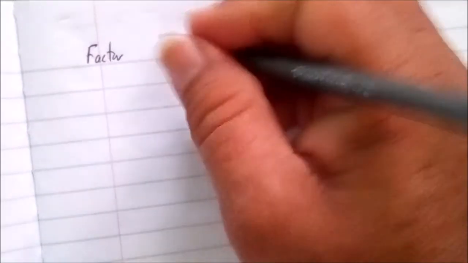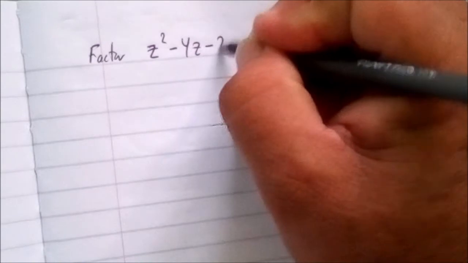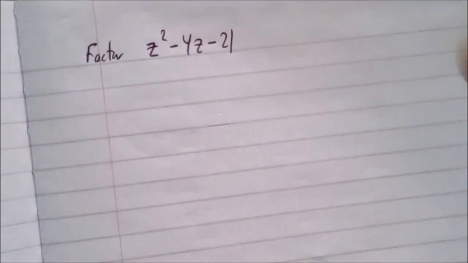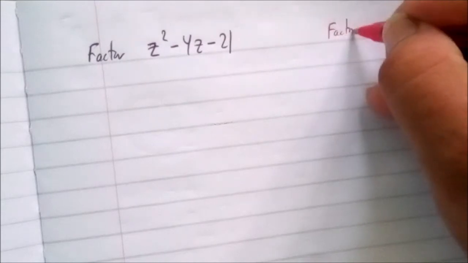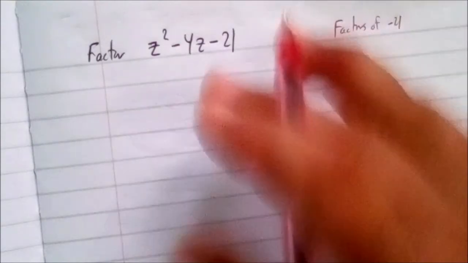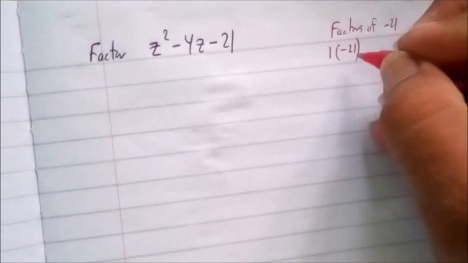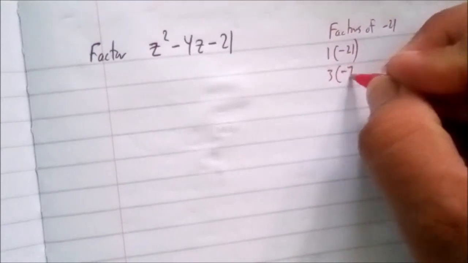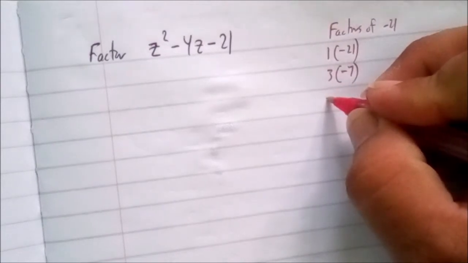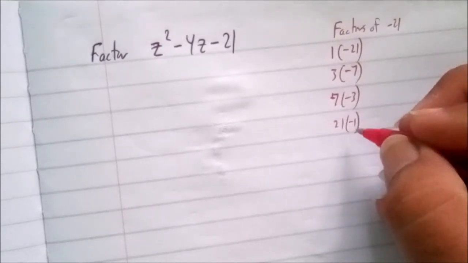This next example will have negatives almost in the whole trinomial. So you have z squared minus 4z minus 21. First step, factors of negative 21. So you put here 1 times negative 21, that's negative 21. 3 times negative 7, that's negative 21. 7 times negative 3, that's negative 21. And 21 times negative 1, that's negative 21.